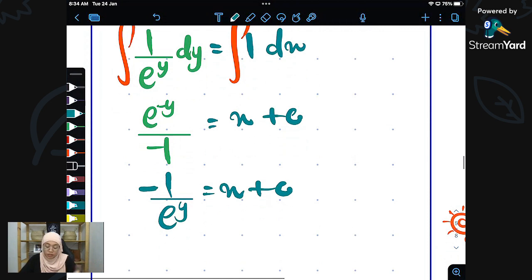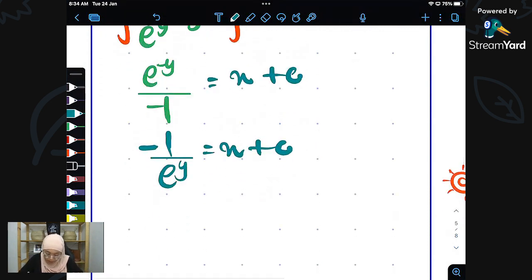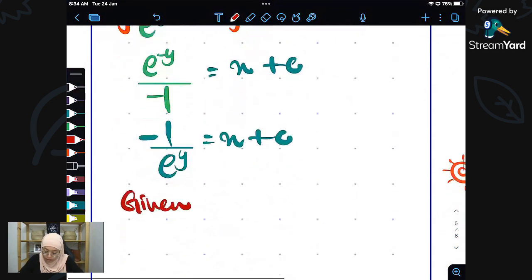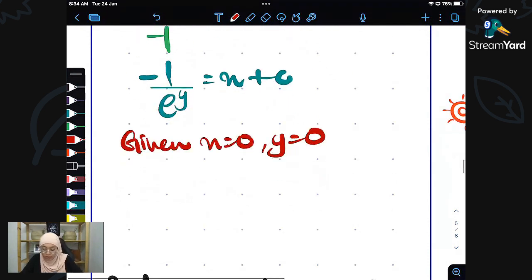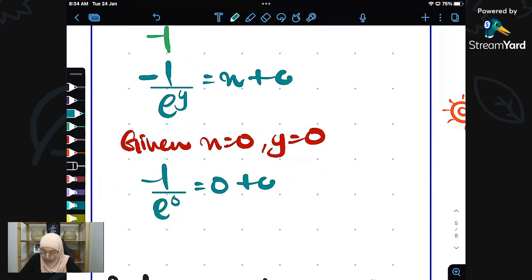Yeah, I got this general solution first. And then I put the given conditions for me, which is x equals 0 and y equals 0. And so I substitute the values to get the value of c, which will give me -1 over e^0 equals 0 plus c. And eventually the answer is just c equals -1.